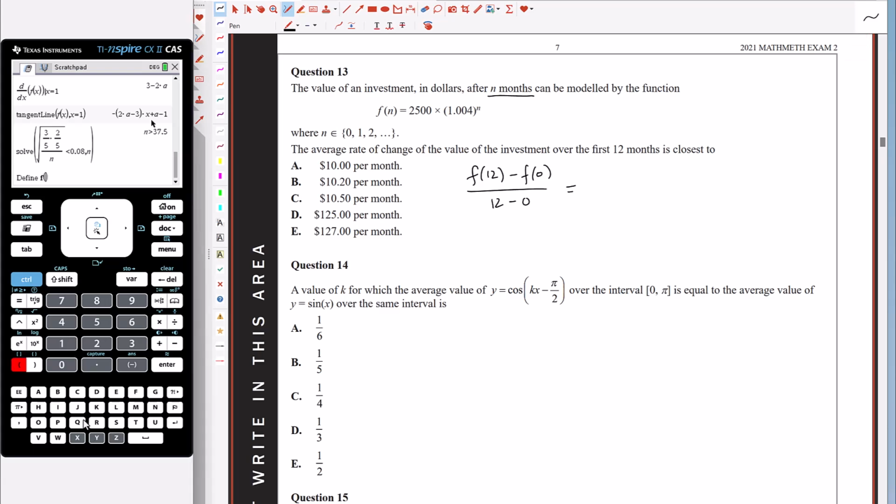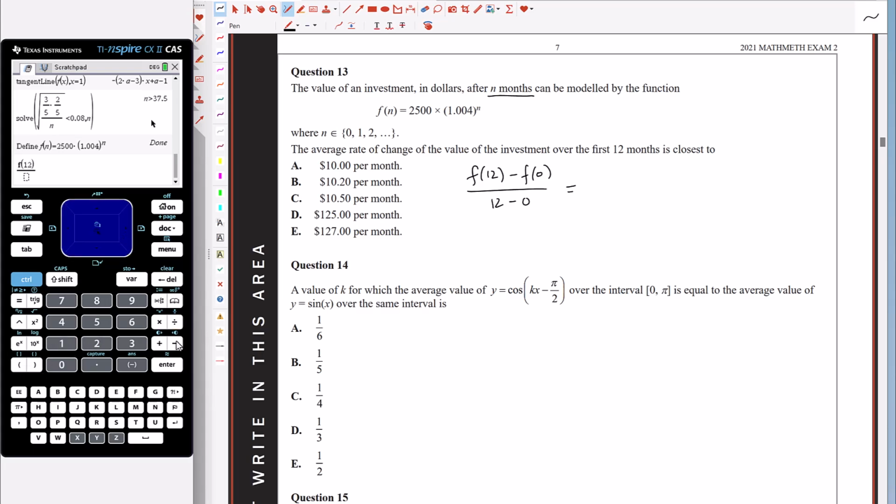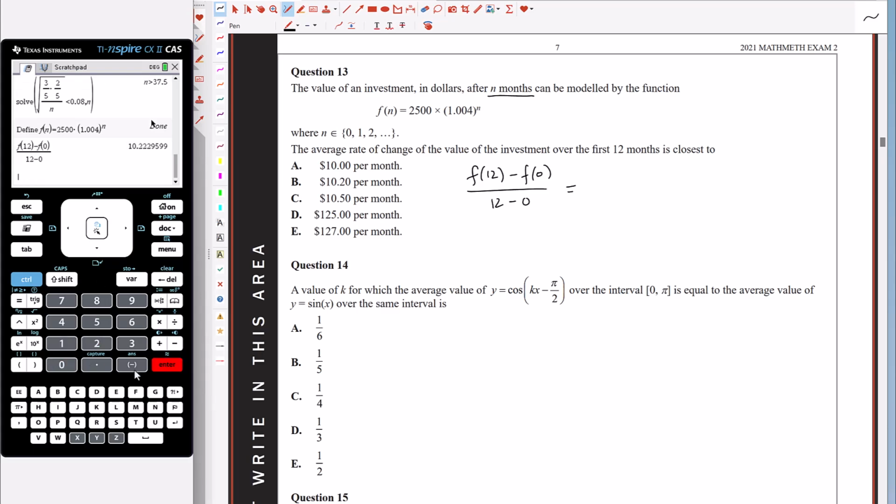So defining f of n is equal to 2,500 times 1.004 to the power of n. And then I just need to work out f at 12 minus f at 0 over 12 minus 0. And so that is 10.22. So $10.22 per month. Closest to $10.20.